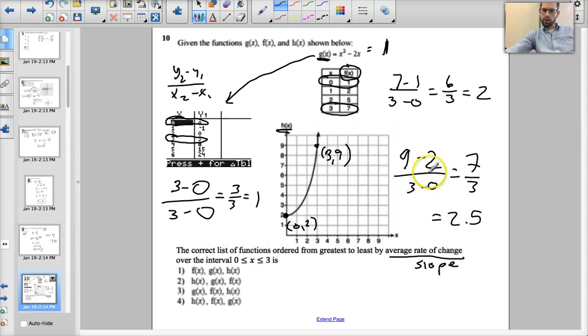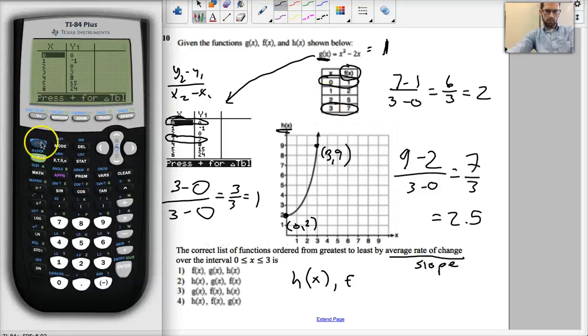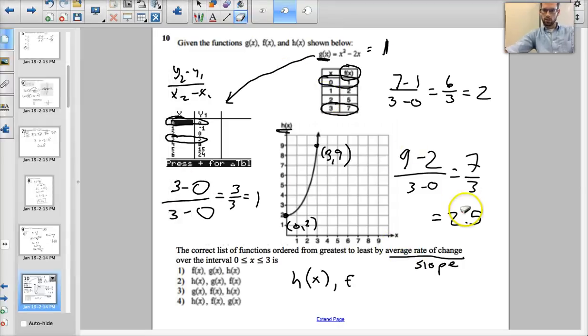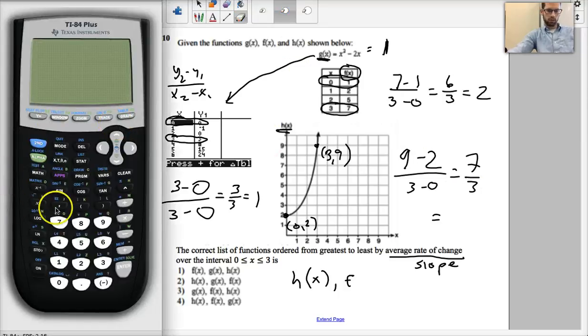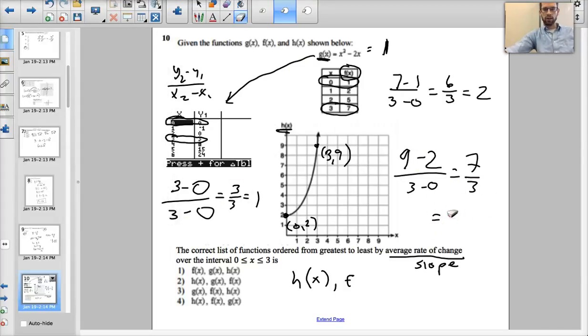And that means my greatest rate of change is going to be h of x. So I'm just going to write it from greatest to least, so I'm going to do h of x first. Then after that comes f of x. 7 divided by 3 is 2.33. Oh, oops. Miss Fergus just corrected me. Yeah, that was crazy. 7 divided by 2 is 3.5. Hubris. 7 divided by 3 is 2.33. So that doesn't actually change the ordering, but it is important to correct that.